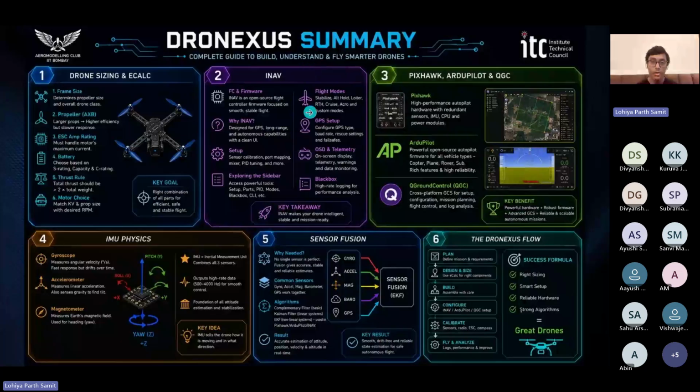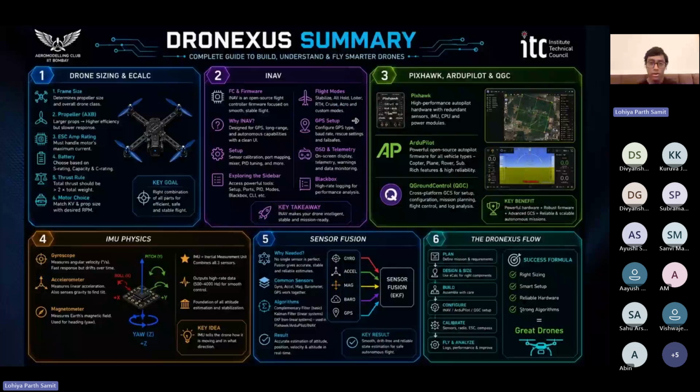In this, we saw a flight controller and firmware. Why INAV? Its setup, exploring the setup. We also had the flight modes, that is stabilize, alt hold, loiter, return to home, cruise, acro, and custom modes. We also had the GPS setup and the black box system.